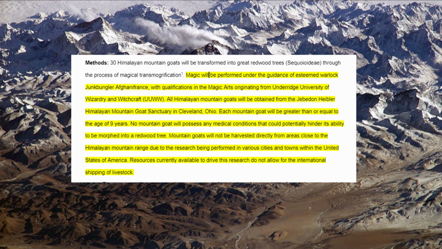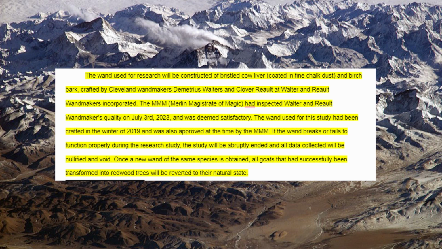It is important to recognize potential gaps in your method section that need to be filled. For example, if this research is being performed in America, how are we going to gain access to Himalayan mountain goats? So, we state where the goats are coming from: the Jebedion-Hebler Himalayan Mountain Goat Sanctuary in Cleveland, Ohio. And then give reasoning as to why the mountain goats could not be directly sourced from the Himalayan mountains themselves. In addition, we mention that the goats coming from the Mountain Goat Sanctuary are in good condition to be transformed. Once again, we continue to fill in little gaps within our methods.